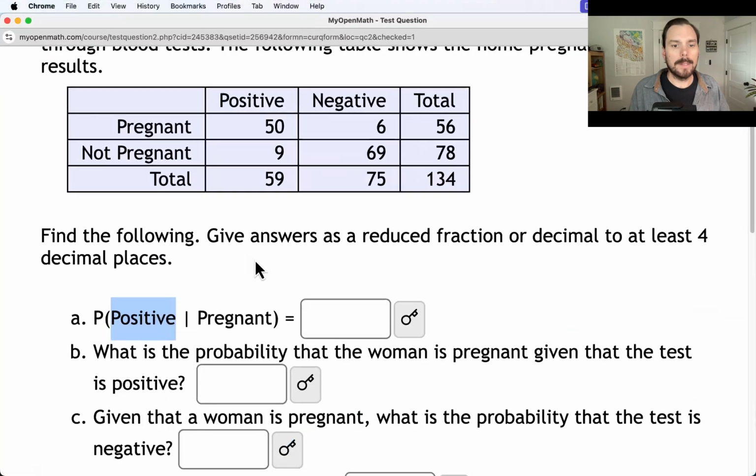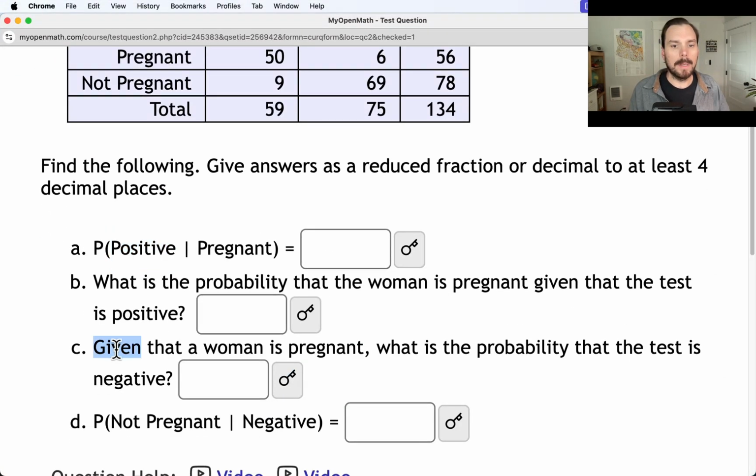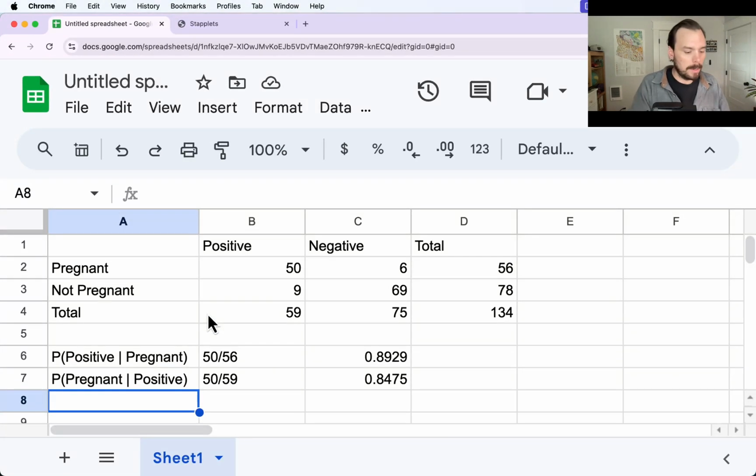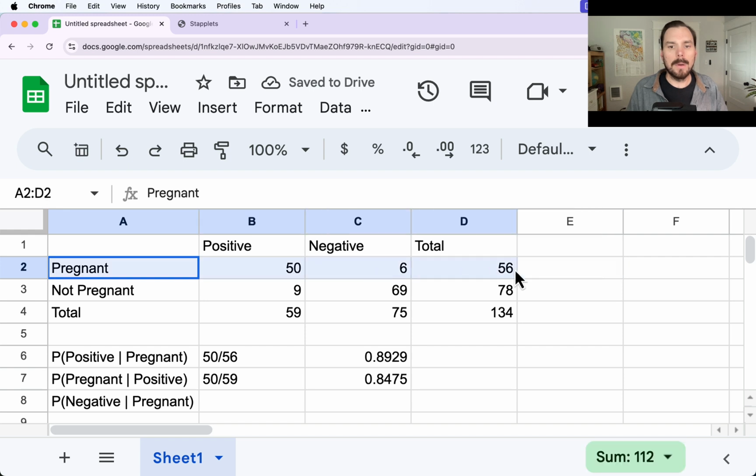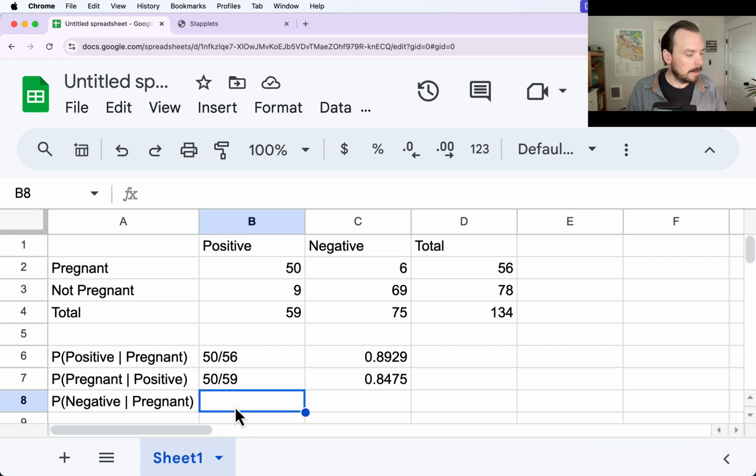For the third question here, we have a given, again, given that she's pregnant. What's the probability that the test is negative? So that would be a false negative. Given that she's pregnant, that's after that vertical line. So we should have probability negative given pregnant for our notation there. Out of those who are pregnant, that's this row, we've got 6 negatives out of 56.